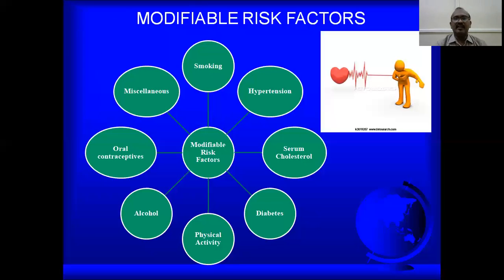Then we have different types of modifiable risk factors. Modifiable risk factors, as I said earlier, are the risk factors which can be modified, which can be subjected to intervention, which can be reduced, decreased or lessened by any type of intervention. We have to know that modifiable risk factors are basically smoking, hypertension, serum cholesterol, diabetes, physical activity, alcohol, oral contraceptives, and miscellaneous.